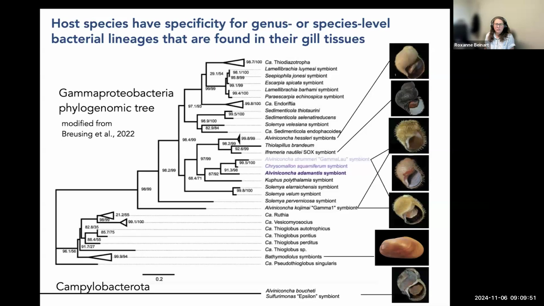And all of these mollusk species each have their own very specific type of bacteria, either a genus of bacteria or a species of bacteria that are found in their gill tissues. And so this is a phylogenomic tree, a modified representative phylogenomic tree of the different bacterial species that are associated with the different animals. Most of them are from the gamma proteobacteria. One of them is from another group called the Campylobacteria, but each has their own match and pair between the host species and the symbiont, with one exception, which is that there are 2 species of Alvinaconcha that share one of their symbiont types.